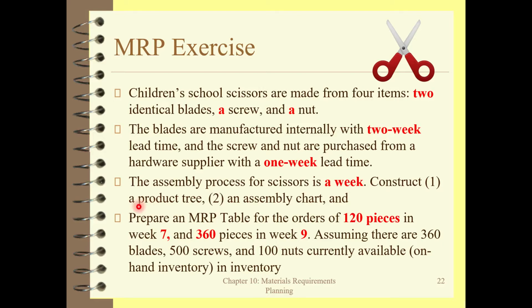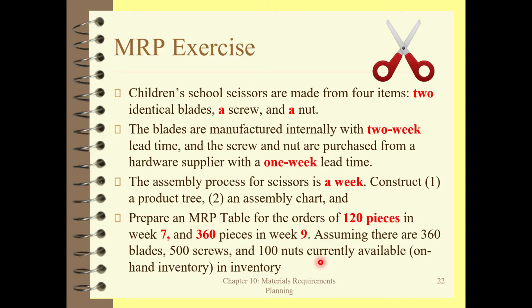Construct the product 3 assembly chart and prepare the MRP table. If you have an order of 120 pieces in week 7 and 360 in week 9, assuming that there are 360 blades, 500 screws and 100 nuts currently available in the inventory, meaning that this is the on-hand item in your store.